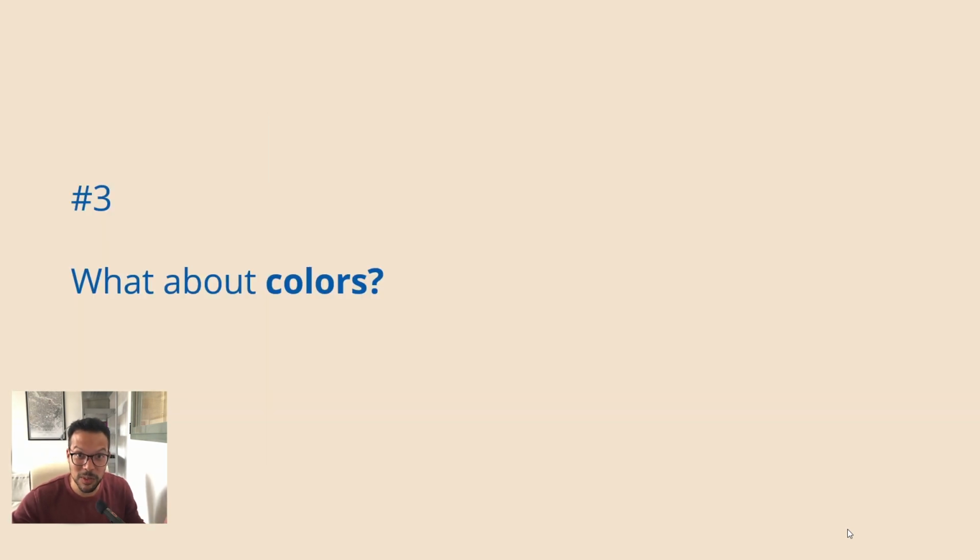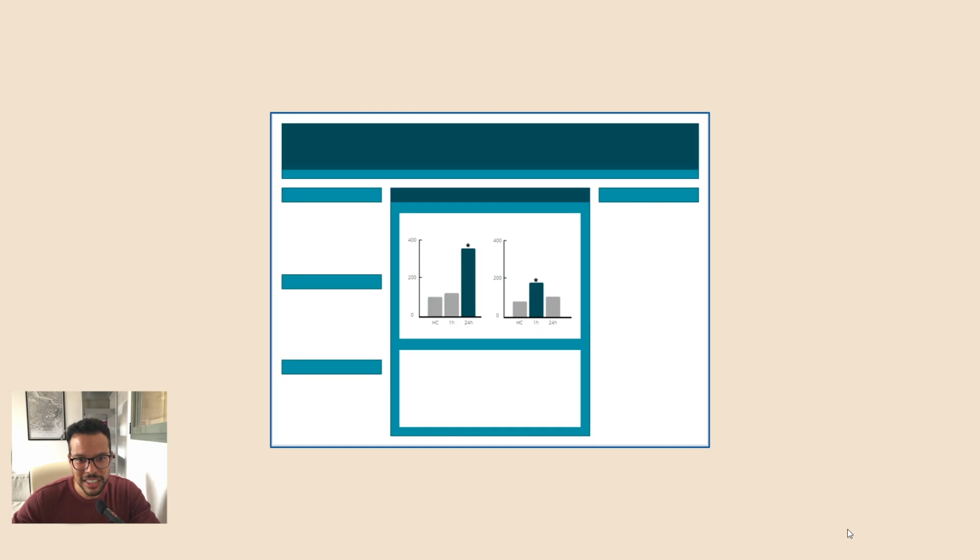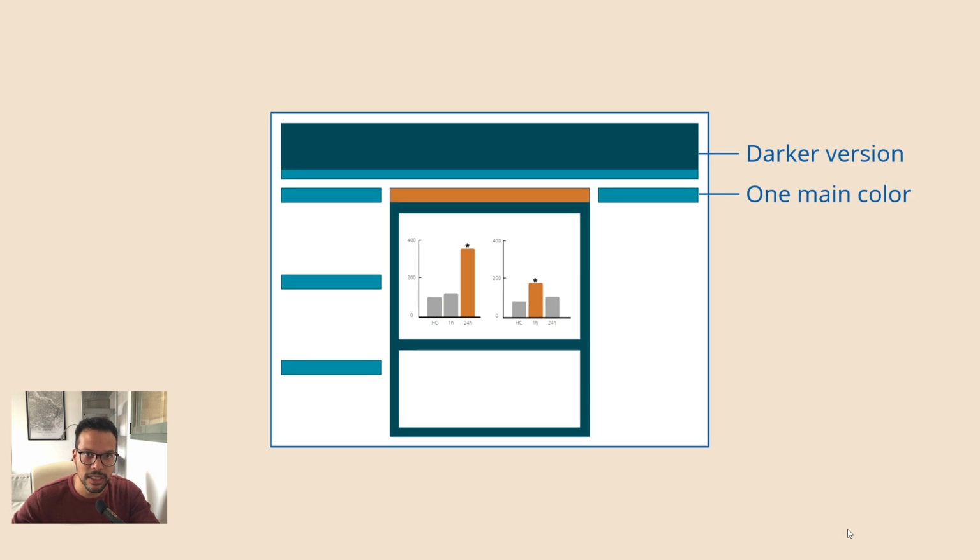Now we're talking about colors, so what about the colors? Colors can be a complicated subject, but our advice is go for one main color and then have a darker version of it. Or the other way around, if your main color is a bit dark, then you have a lighter version of it. Also, if you want to highlight something, you can have a third color, and that's called the accent color. And it serves a really good purpose in terms of shifting the attention of everyone towards something that you want them to see.